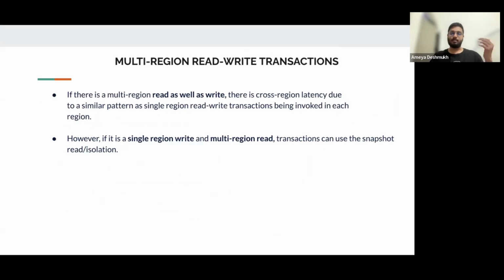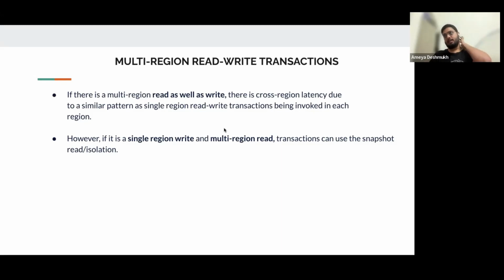The other case is multi-region read-write transactions. Within this there are two subcategories: multi-region reads as well as writes. This will be a full generalization of the single-region read-write transactions, and obviously there'll be cross-region latency since you'll have to visit each region and calculate and validate the LR within each region. That induces cross-region latency, since it follows a very similar pattern, but at a global scale, as we saw in single-region read-writes.